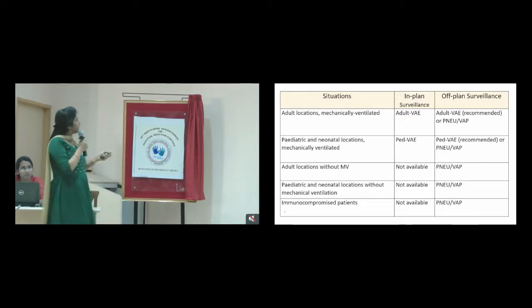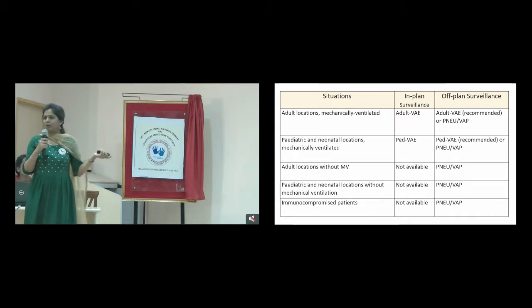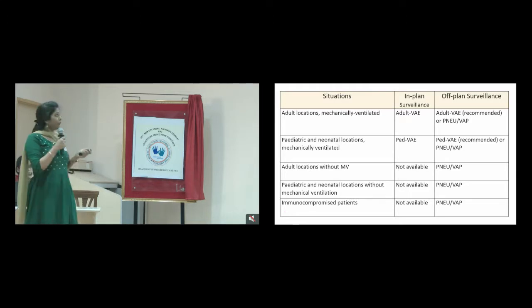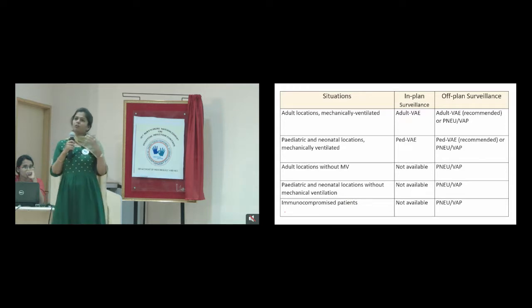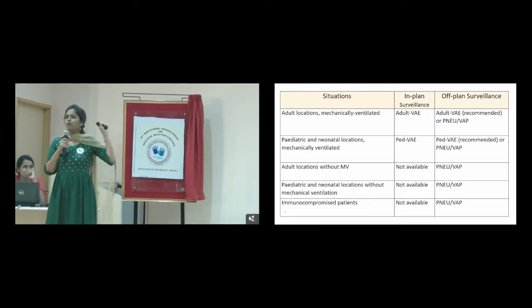Okay, is this term clear? What is in-plan and off-plan? In-plan surveillance is only valid for US hospitals, and even there it is not mandatory for all hospitals. They can choose whether to report to CDC NHSN or not. For all adult locations, the recommendation, if they are doing in-plan surveillance, is adult VAE. The recommendation also tells that you have to follow adult VAE because the criteria are very objective. If the facility does not support it, or there are technical issues, or the ICNs find it very difficult, then they go for PNEU, which is not recommended. The most recommended for adult locations is adult ventilator associated events.